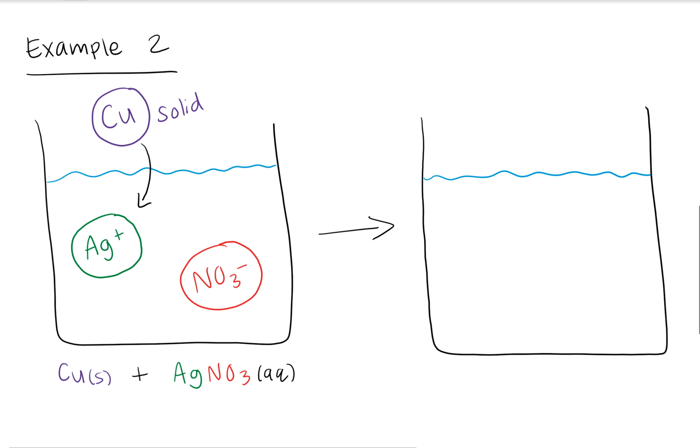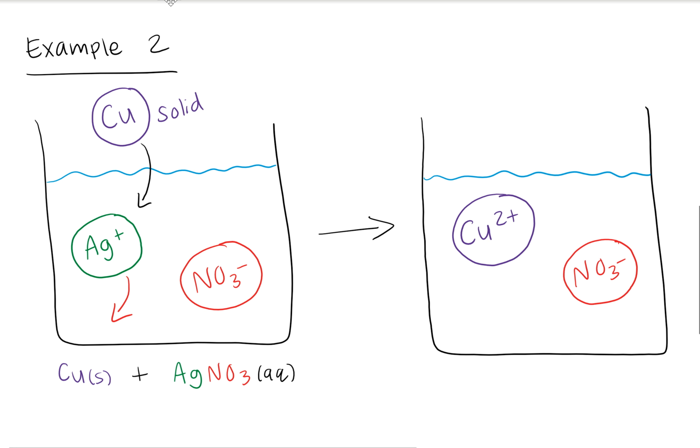It's going to kick that silver out of the water. So silver is no longer going to stay dissolved in the water. So copper is going to replace that silver. Okay, so copper is going to now become its ion form, copper 2+. Okay, the nitrate stays, nothing happens to it, does not get replaced. But what happens to that silver? Well, remember, silver gets kicked out of the water.